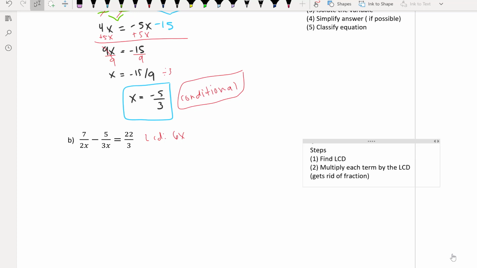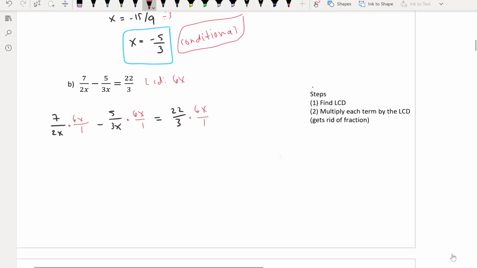So let's go ahead and try to do that together here, okay? I know that I'm multiplying each term by my 6x. So I have my 7 over 2x, and I'm multiplying by the LCD. I said the LCD was 6x, and you can write it over 1 if you like. And I have minus my 5 over my 3x. That's a different term, so I'm going to multiply that by my 6x over 1. And it's equal to my 22 over 3, so I'm multiplying that by my 6x over 1.